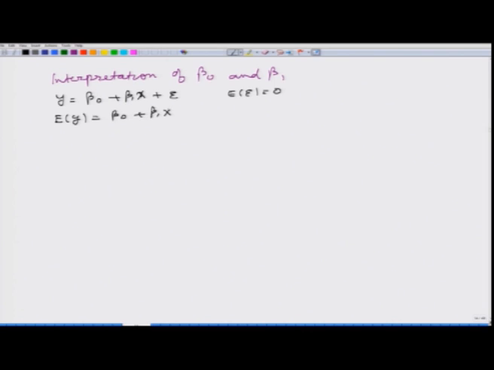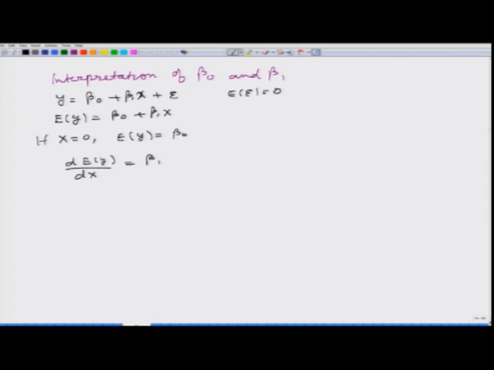Now, let us try to understand the interpretation of beta 0 and beta 1. If you look at this model, y is equal to beta 0 plus beta 1 x plus epsilon, we had assumed that the expected value of epsilon is equal to 0. So, I can write the expected value of y is equal to beta 0 plus beta 1 x, right. Now if I say x is equal to 0, that means the independent variable takes the value 0, then the expected value of y is equal to beta 0. And if I find the first derivative of the expected value of y with respect to x, then this comes out to be beta 1.